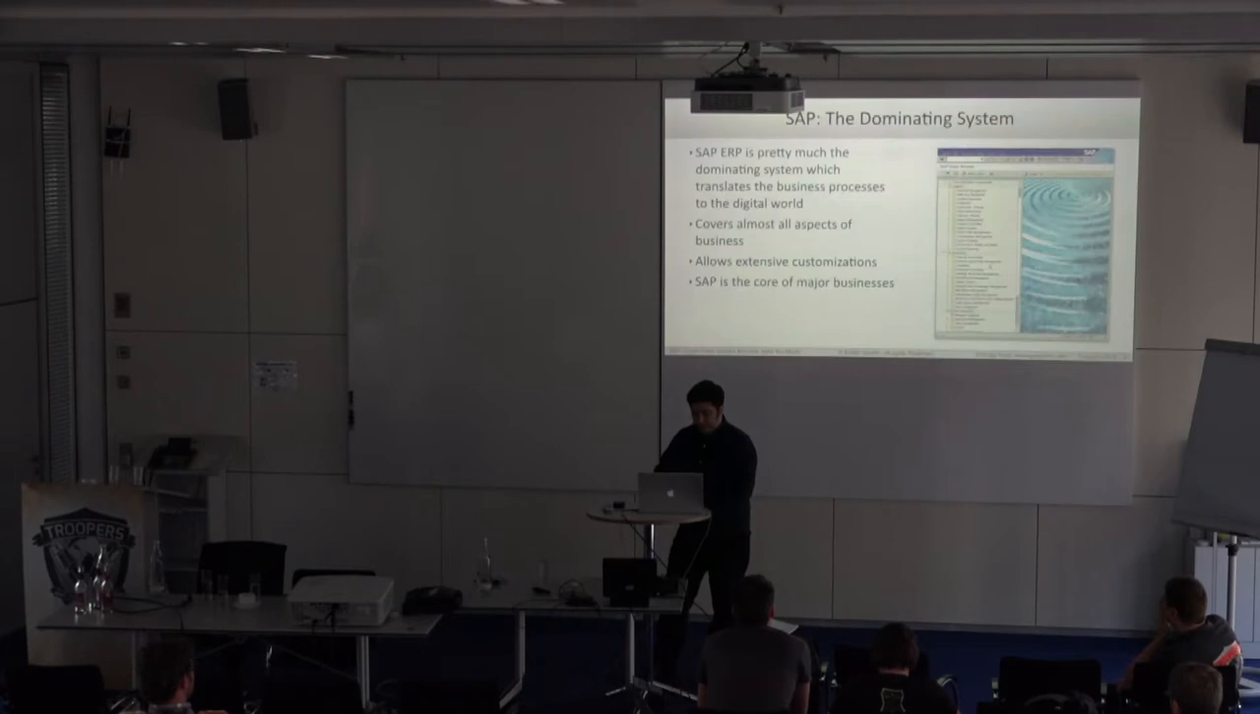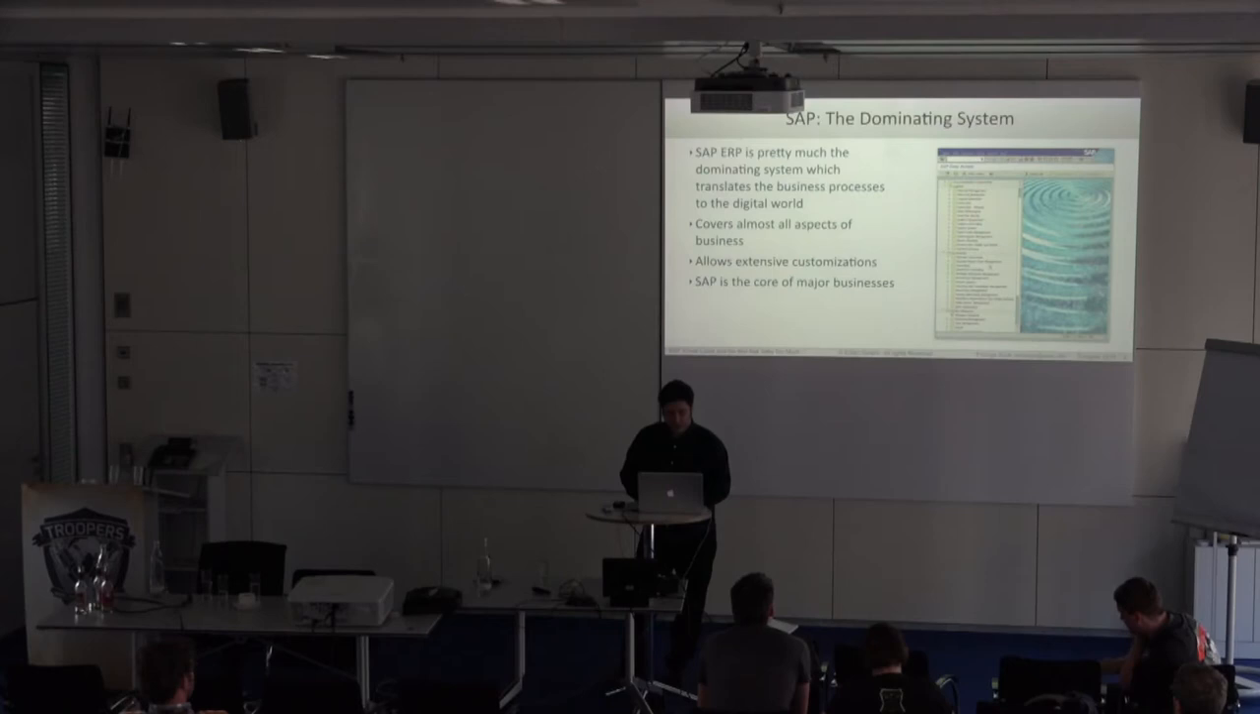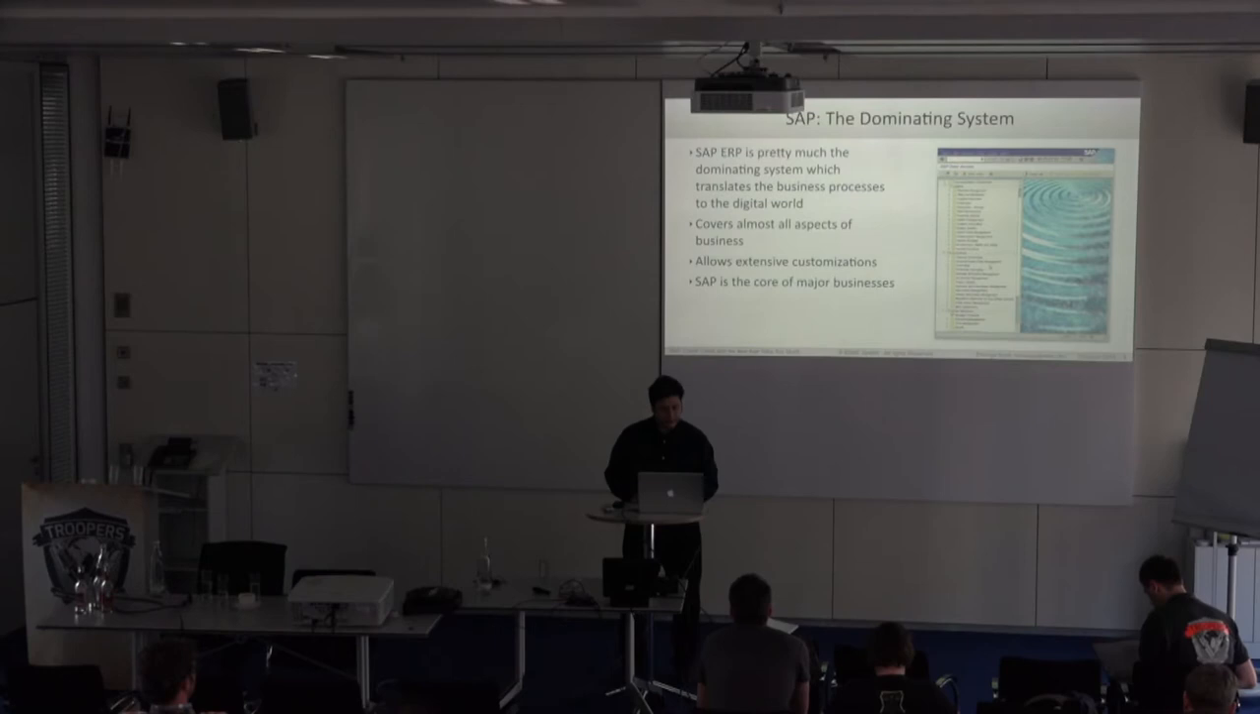First, we'll start with the business processes. This is the fourth talk, I think, today about SAP security. So here in this track, we all know very well how SAP maps to the business processes. So especially the ERP is the dominating system right now. So wherever you go, you'll be finding more and more SAP systems. And this is the core of the major businesses, major enterprises.